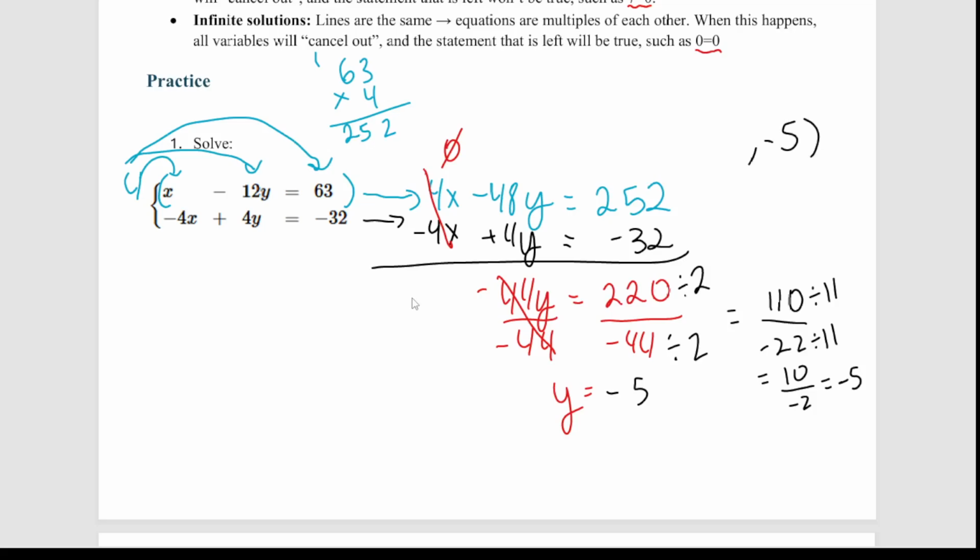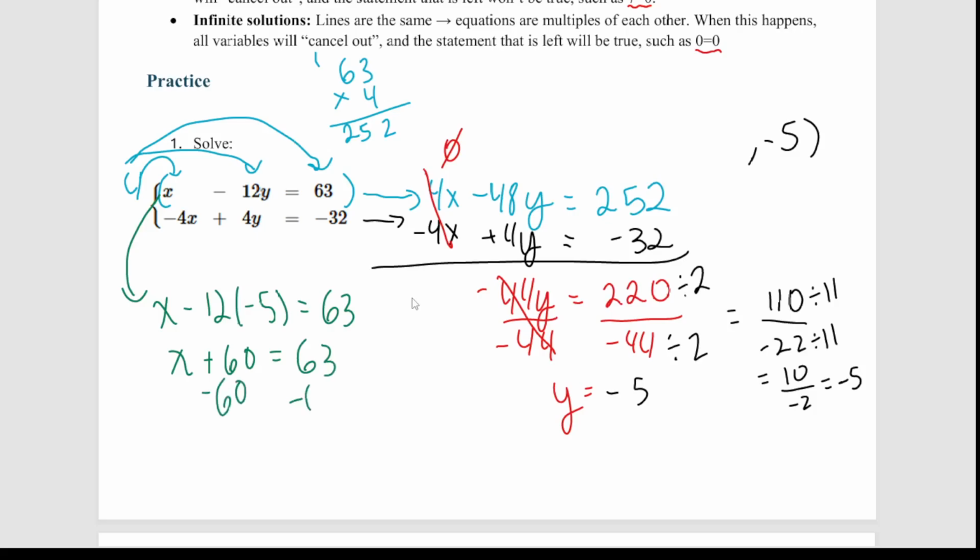So I've just confirmed that the y-coordinate is definitely negative 5, and now I'm going to go ahead and substitute that back into one of my originals in order to find x. So I have x minus 12 times negative 5 is going to give me 63. Negative 12 times negative 5 is going to get me positive 60, equaling 63. And then my last step to get x by itself will be to subtract 60 from both sides, so I get x is equal to 3.